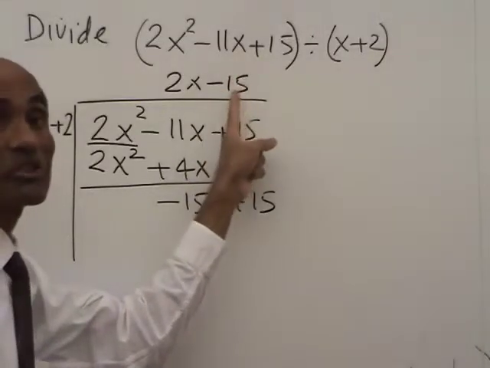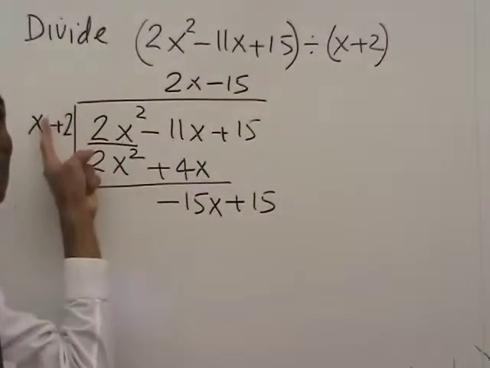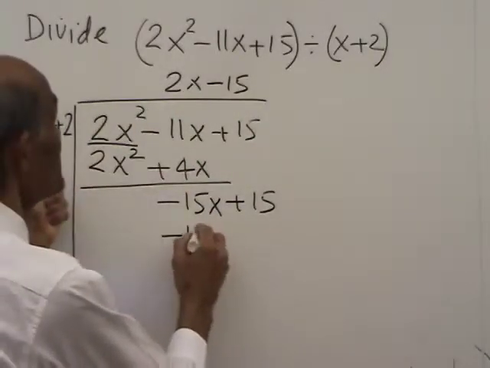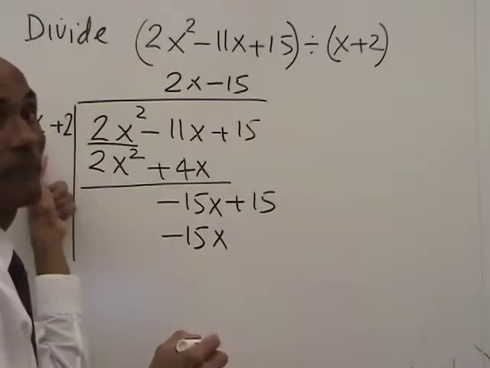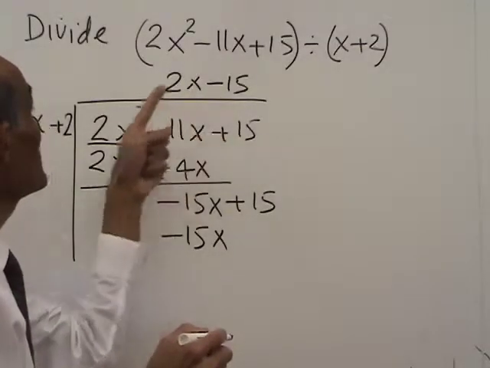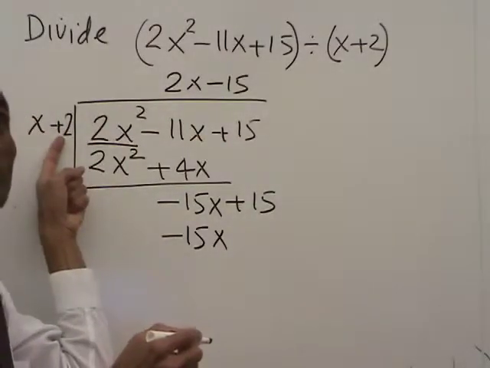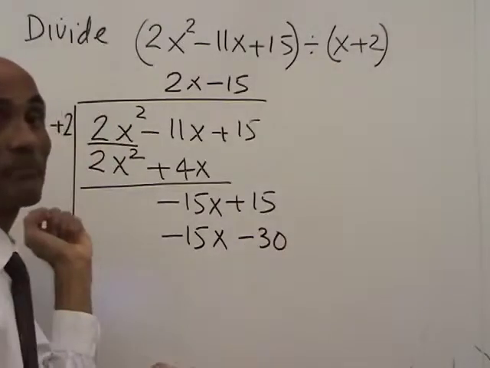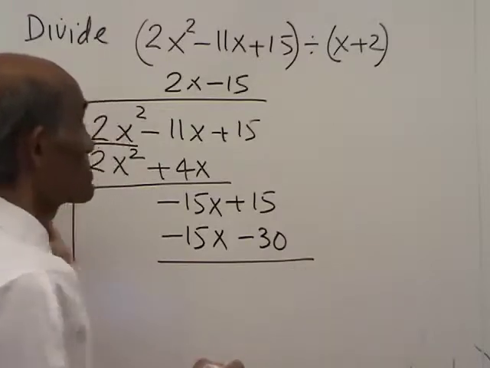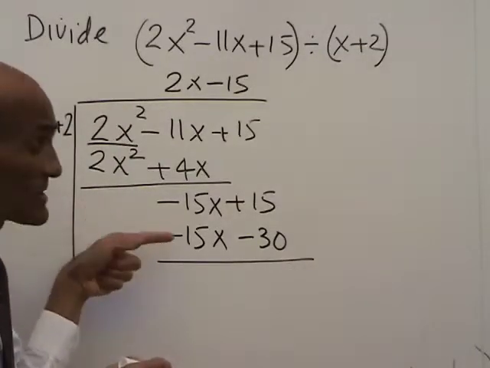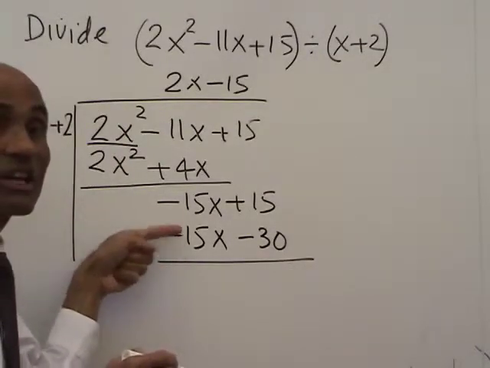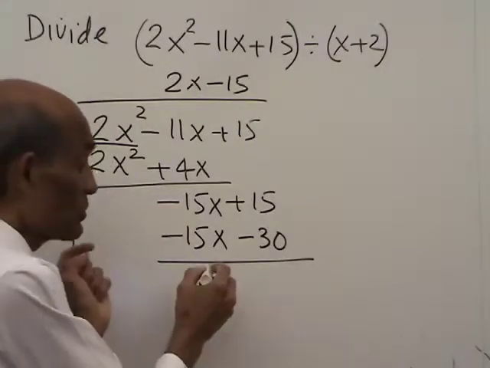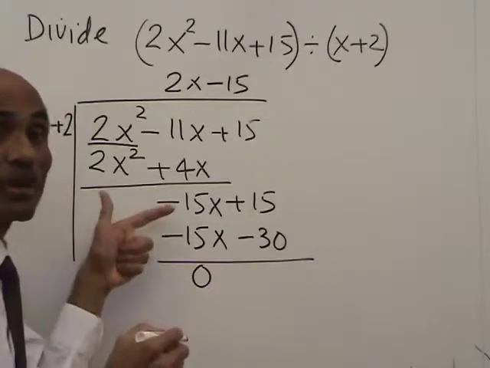Now you multiply this negative 15 with each of these. Negative 15 times x is negative 15x. Negative 15 times positive 2 is minus 30. Now subtract again. Subtracting negative 15x from negative 15x will give you 0, because they are the same.